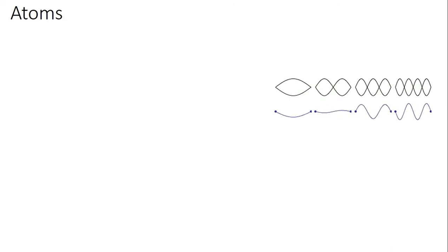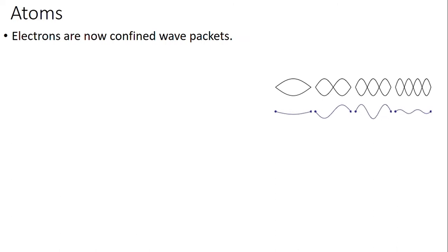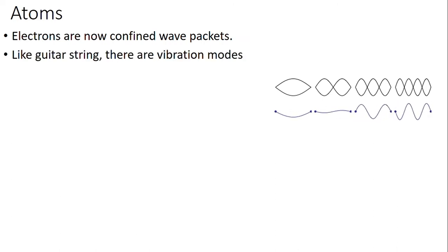Since the negative electron is now confined to a region around a nucleus, it's a confined wave packet. And when you confine waves, they start to act kind of like a guitar string. So if you pluck a guitar string, you get a bunch of waves. What they are is standing waves. The ends are fixed, so waves can't exist outside this region.